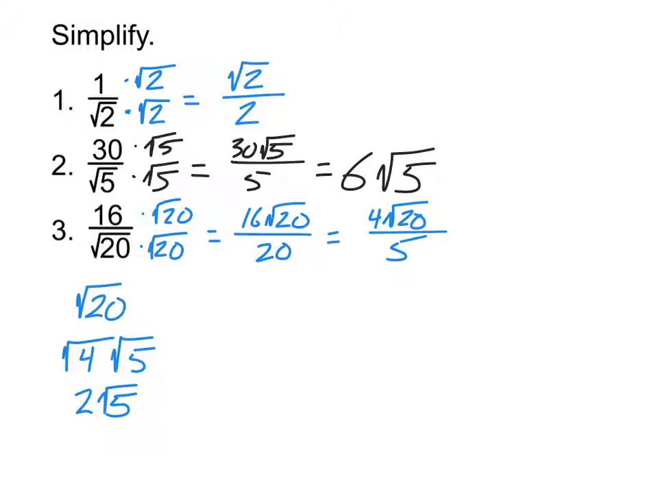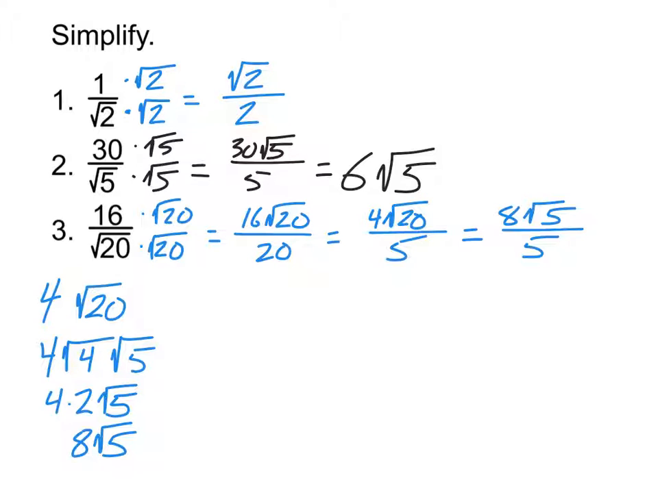Now, if it was a 4 root 20 instead, like we have up there, that means I'm doing 4 times all of this stuff. So it's going to be 4 times 2 root 5. So it's actually then the top of my fraction is going to become 8 root 5. So I now write this as 8 root 5 over 5. Now, can this reduce any further?